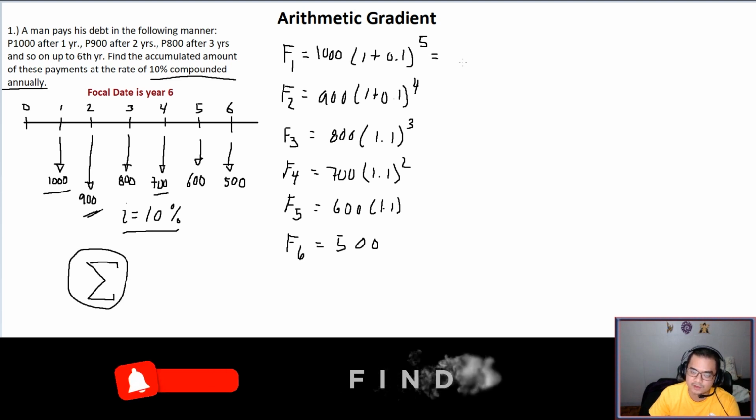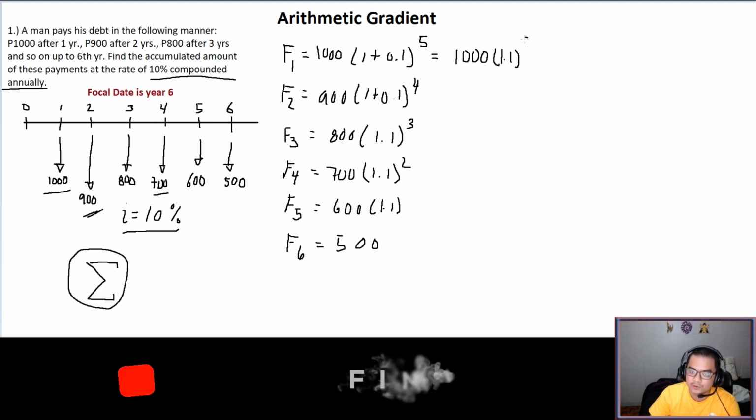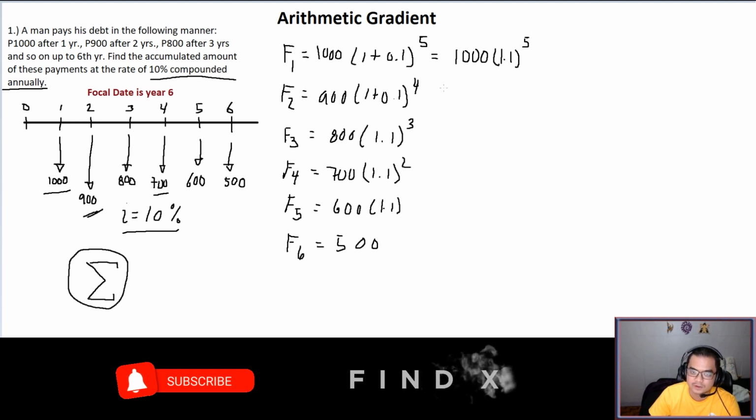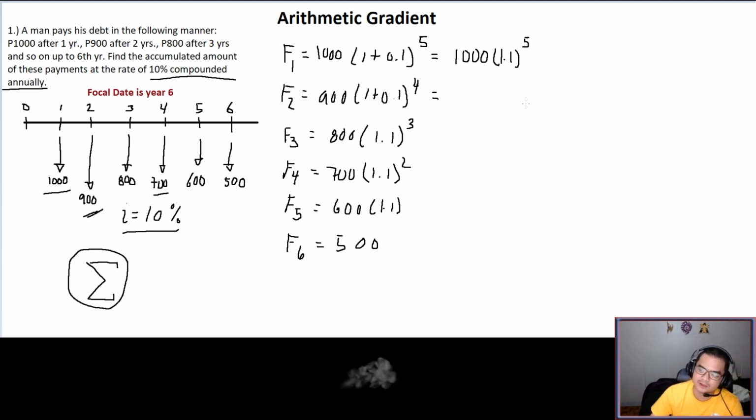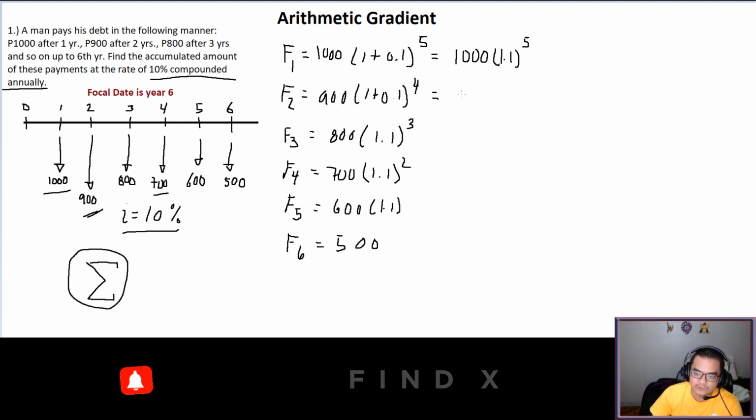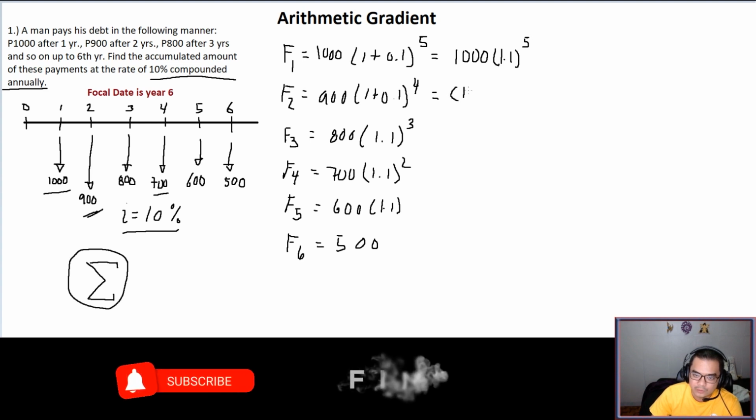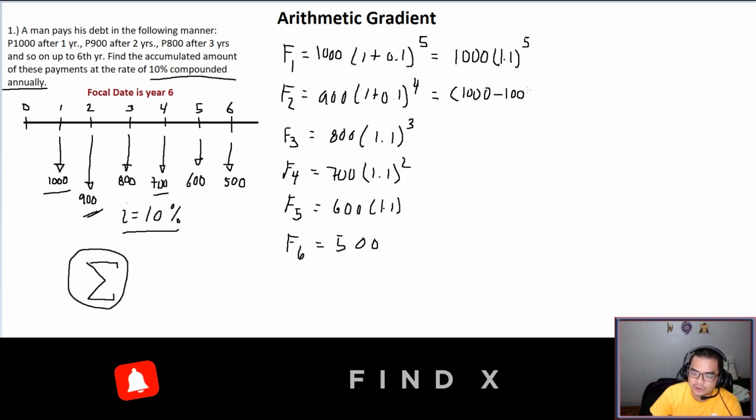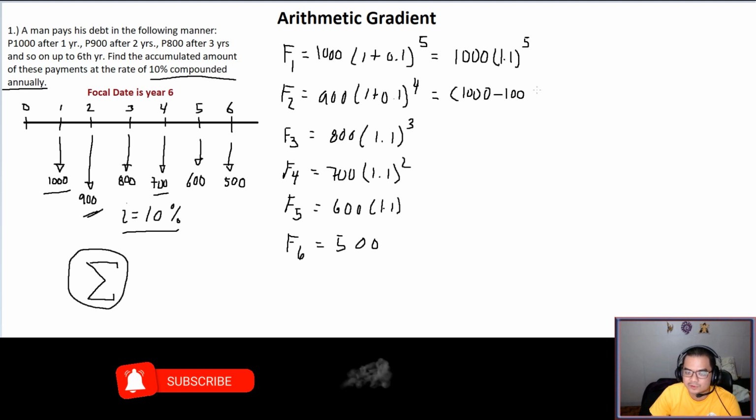So this is equal to 1000 times 1.1 raised to 5. And then for this one, instead of making it 900, we have to derive a formula for F1 to F6. Deriving that, we will not put 900. Instead, we will put 1000 minus 100, right? That's 1000 minus 100, which will become 900.